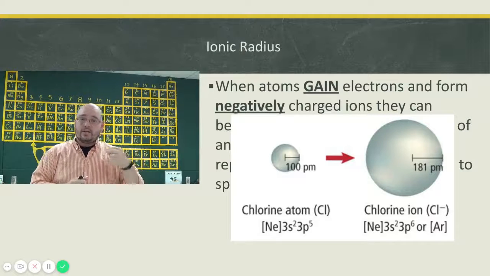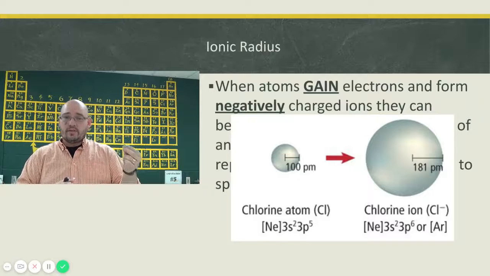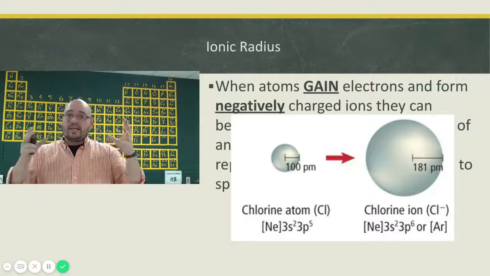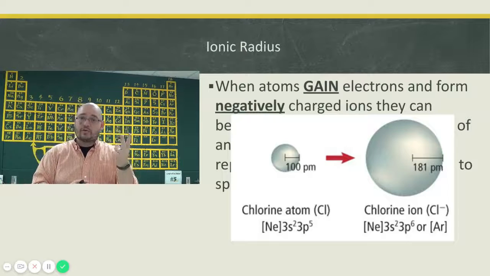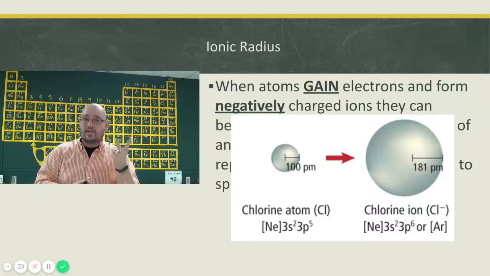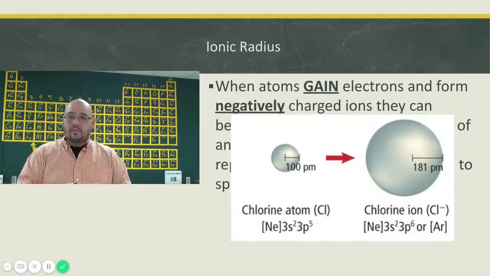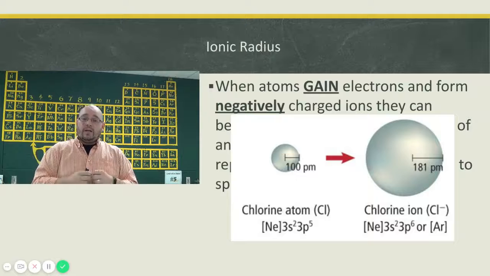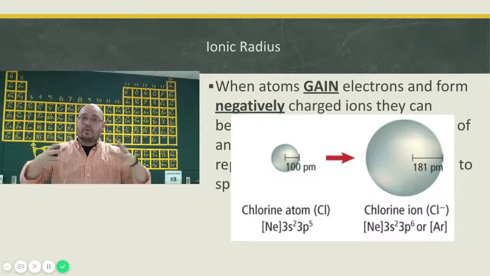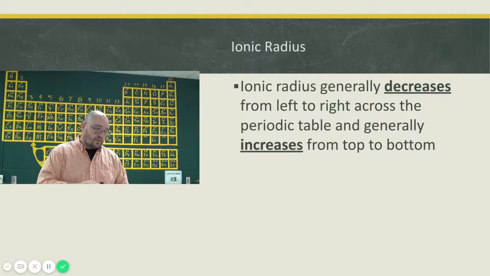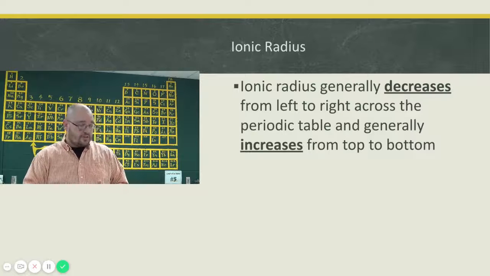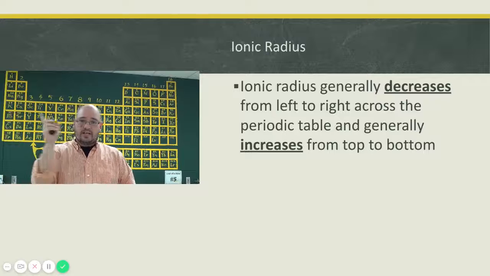When an atom goes from neutral to positive, it's going to get smaller because it's losing a layer of its electron cloud, and it's decreasing the electron repulsion. When an atom goes from neutral to negative, it's going to get bigger. It's going to increase its radius because you're increasing that electron repulsion. Those are your reasons.